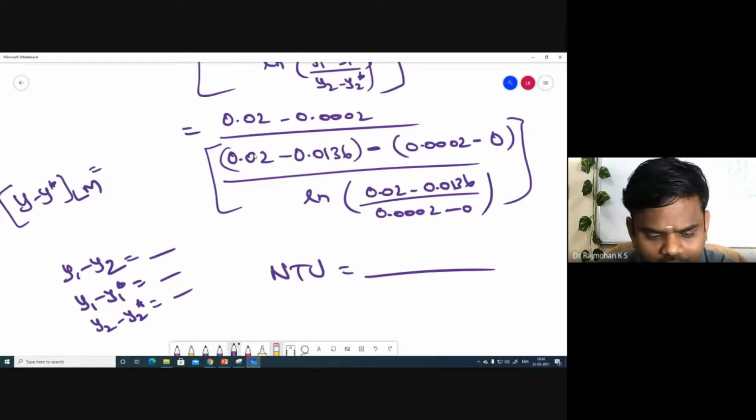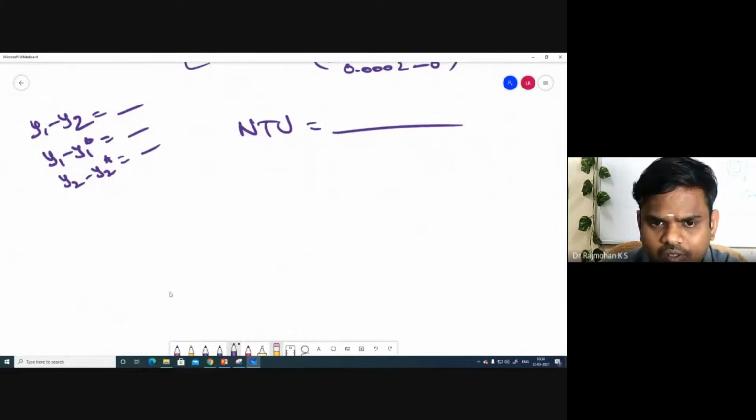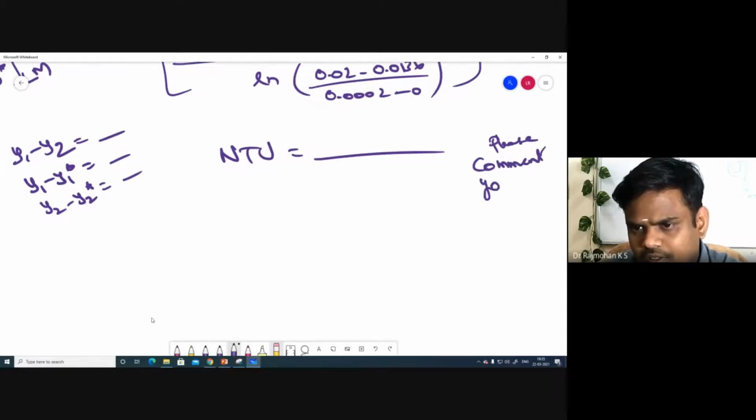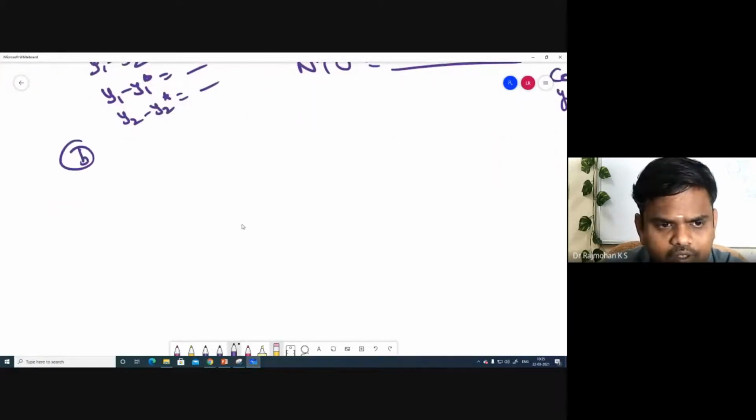So what we get here is the number of transfer units. This simplification will give us the number of transfer units. Now we will go to the second part. Please comment your answers.